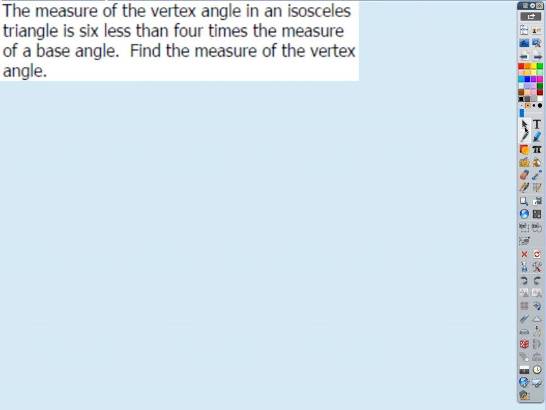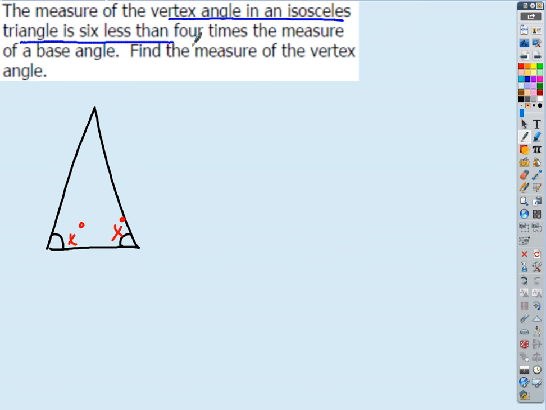The measure of the vertex angle. Let's just draw a quick picture of an isosceles triangle. So these 2 angles would be congruent, right? Here's the vertex angle. The vertex angle is 6 less than 4 times the measure of a base angle. Okay? So if I call a base angle x, what's the vertex angle going to be then? How do I say that? If the base angle is x, 4x minus 6. 4x minus 6. Everybody agree?